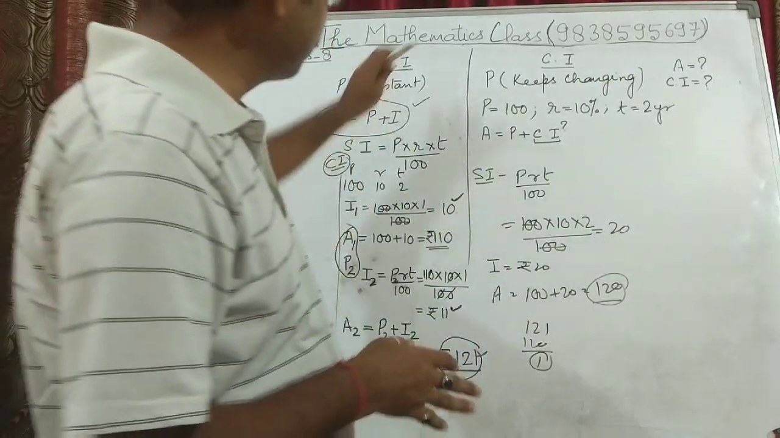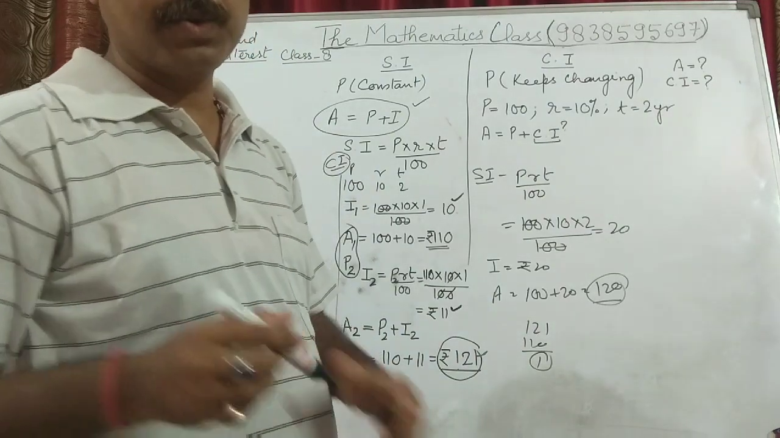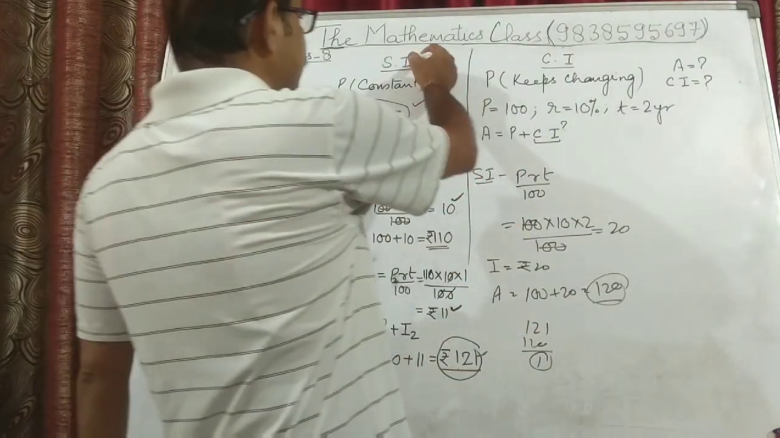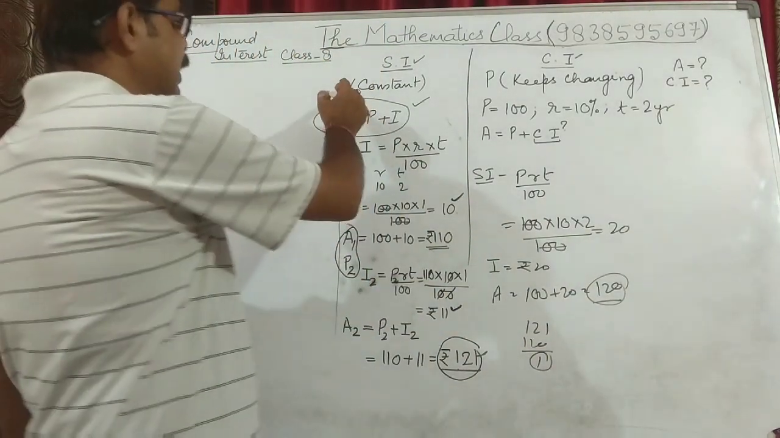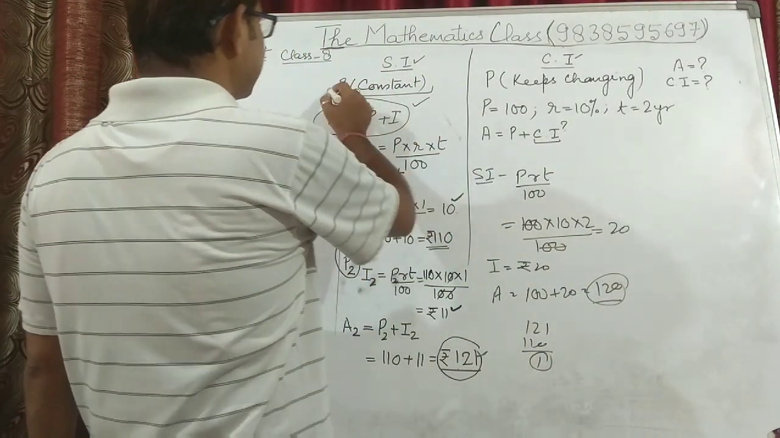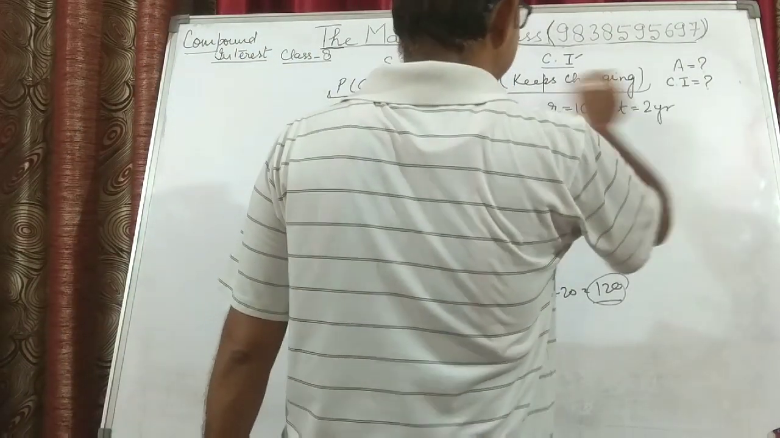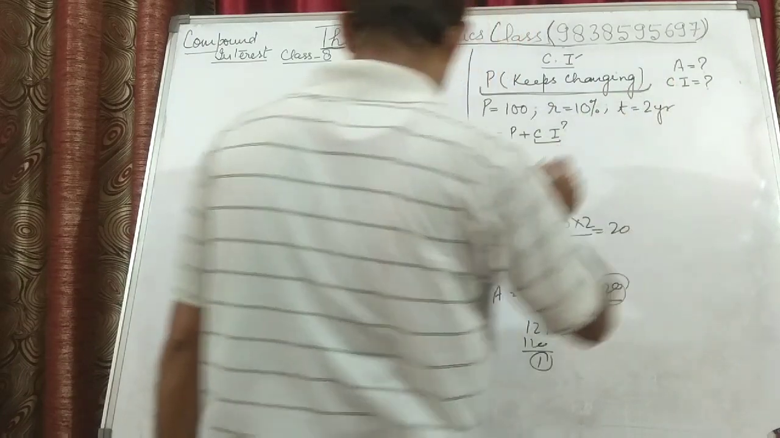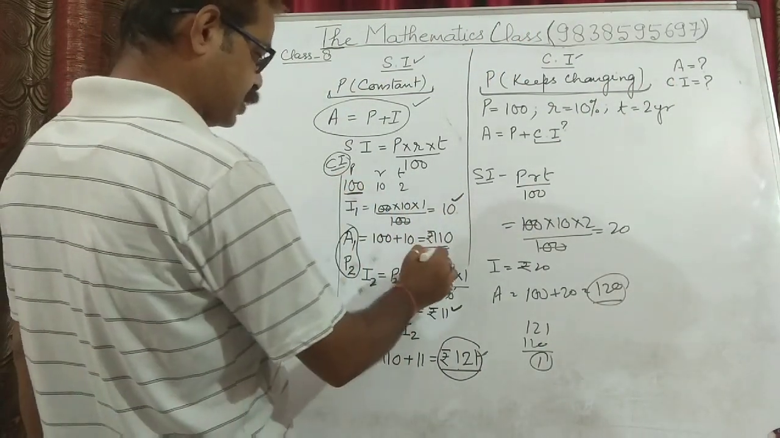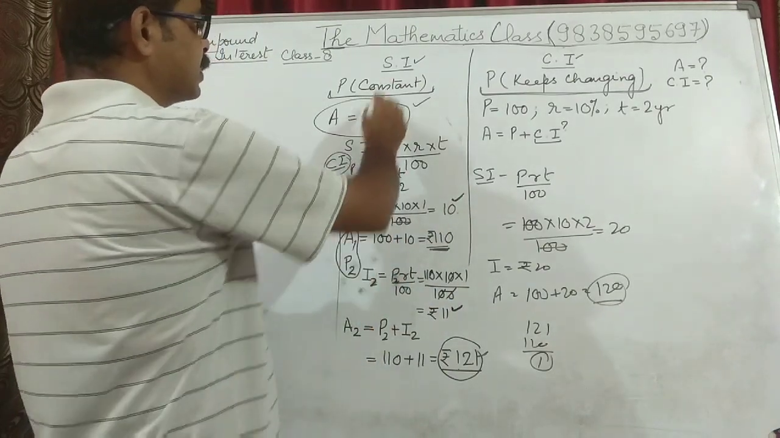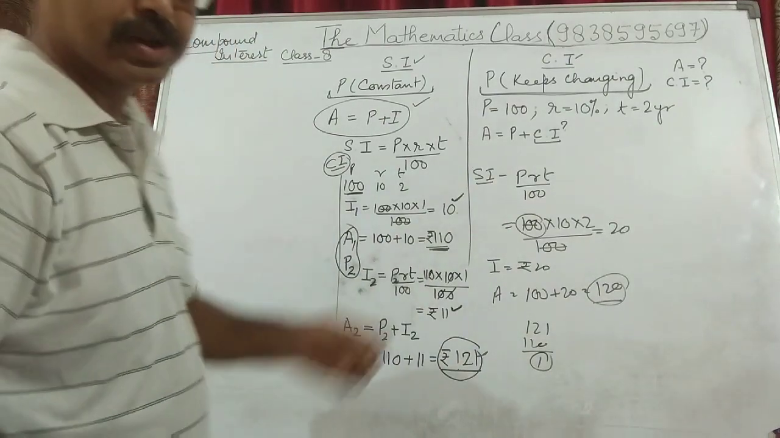So what I meant with all this, I just wanted to develop a concept so that you can understand the difference between simple interest and compound interest. The basic difference is that in simple interest the principal remains constant, whereas in compound interest the principal keeps on changing. As you have seen, in the first case the principal was 100, in the second case the principal became 110, but in simple interest the principal is 100 for the whole 2 years.